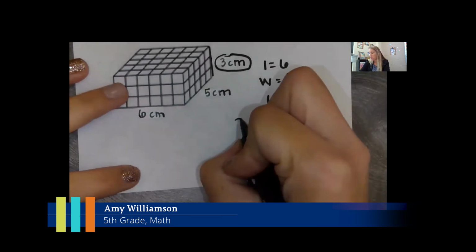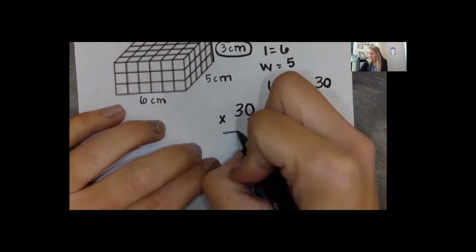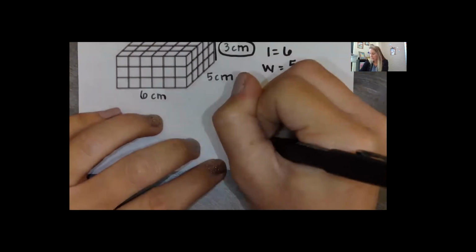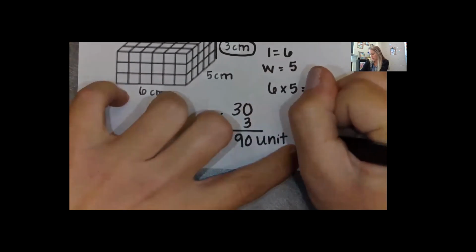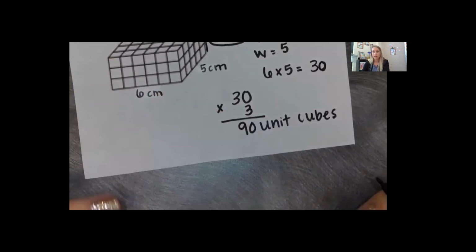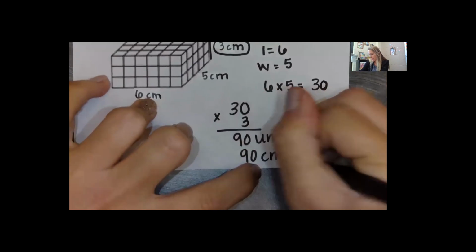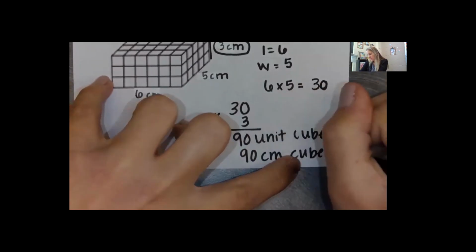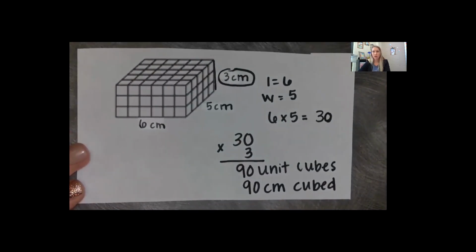So did you do 30 cubes in the bottom layer times 3 layers of cubes gave us a total of 90 unit cubes in this figure. Or we could say it has a volume of 90 centimeters cubed. Great work. I have one more question for you. Is this the only figure that could have a volume of 90 cubic centimeters?